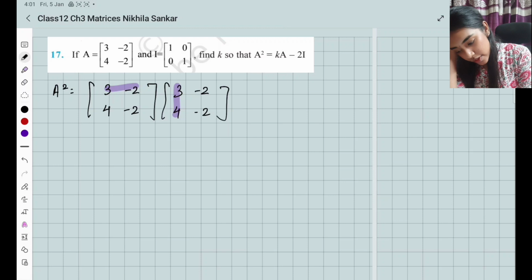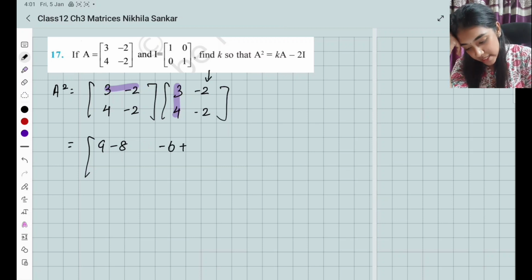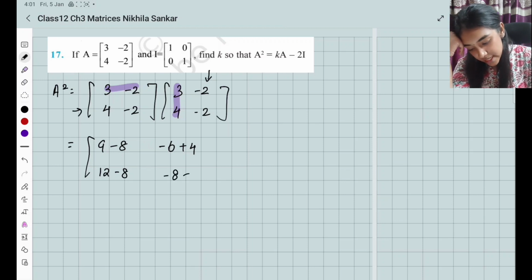So first row, first column: 3 3s are 9 minus 4 2s are 8. Then first row, second column: 3 2s are minus 6 plus 4. Second row, first column: 4 3s are 12 minus 8. Then last row, last column: 4 2s are minus 8 plus 4.